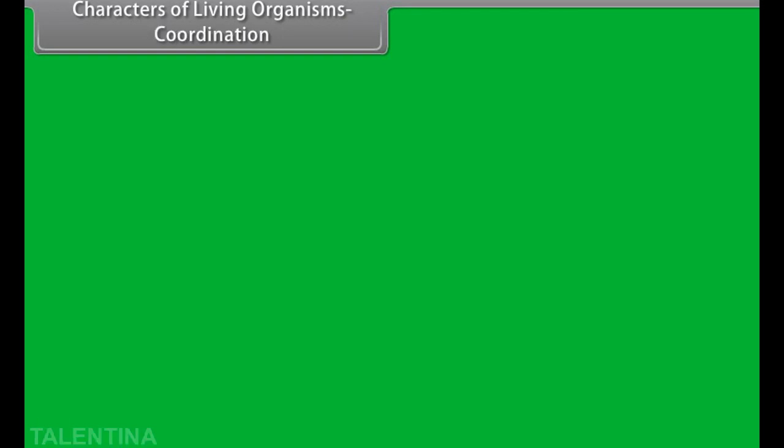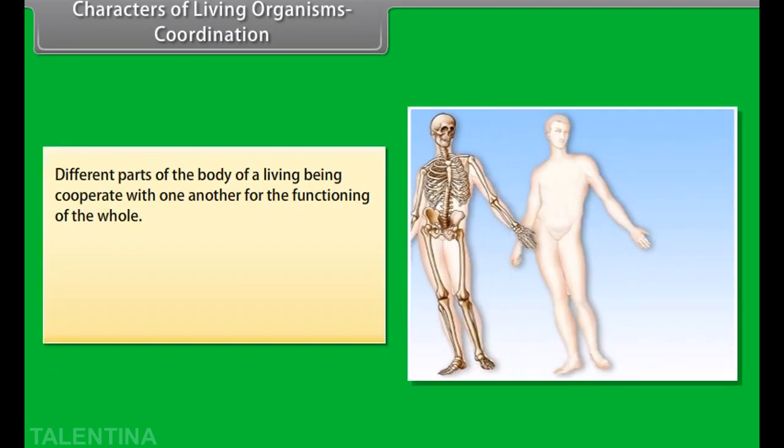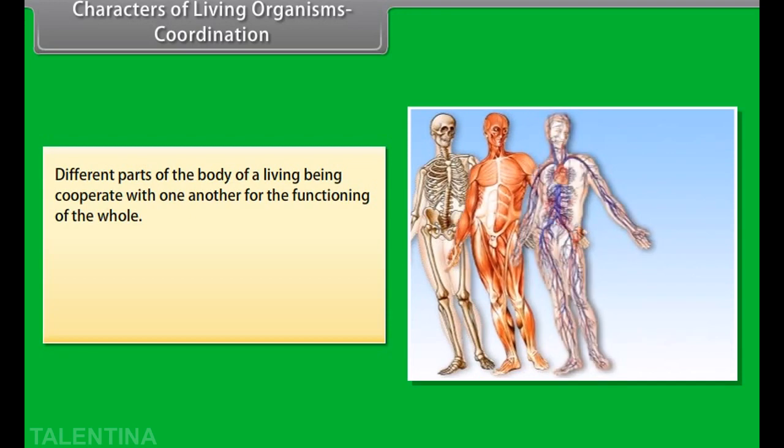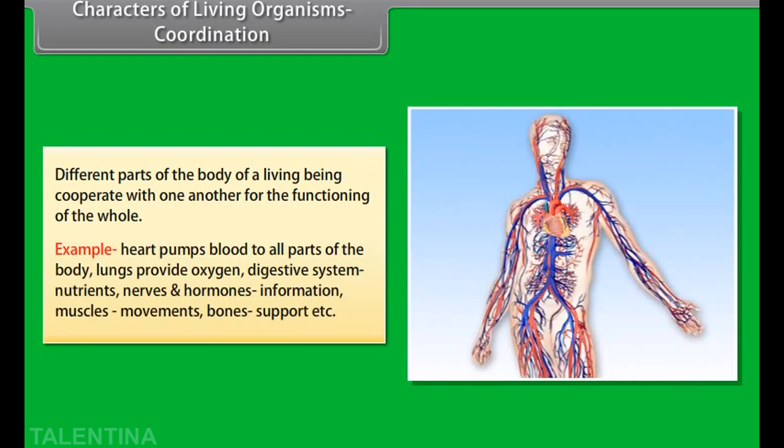Characters of living organisms: Coordination. Different parts of the body of a living being cooperate with one another for the functioning of the whole. Example: heart pumps blood to all parts of the body, lungs provide oxygen, digestive system, nutrients, nerves and hormones, information, muscles, movements, bones, support, etc.